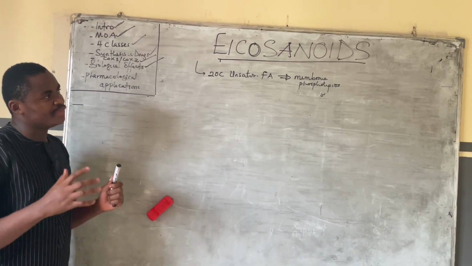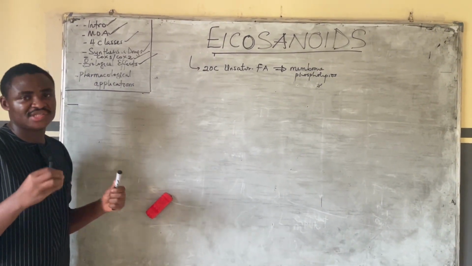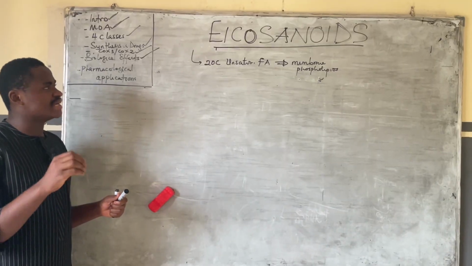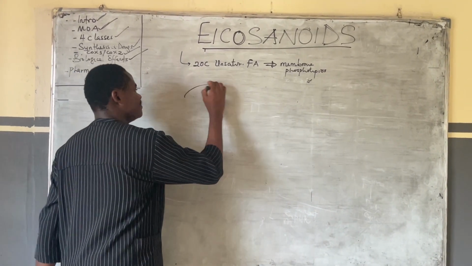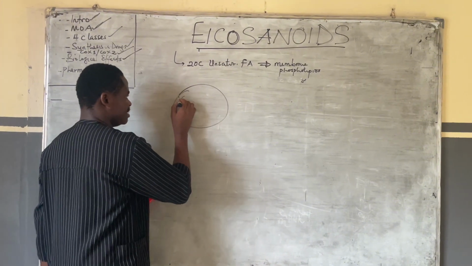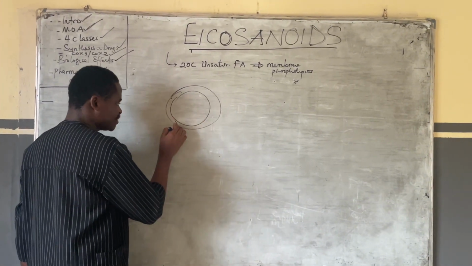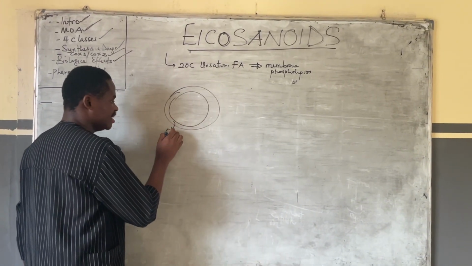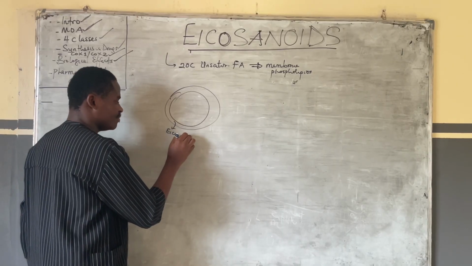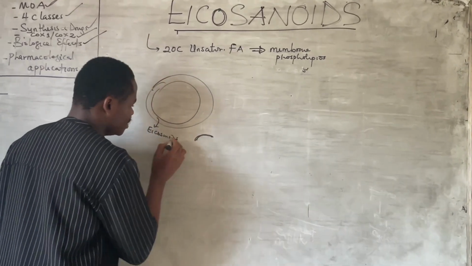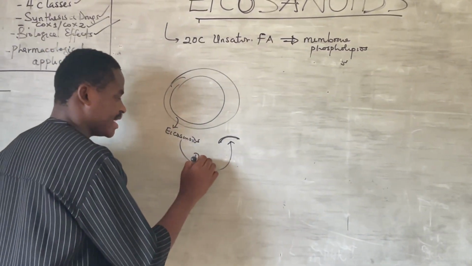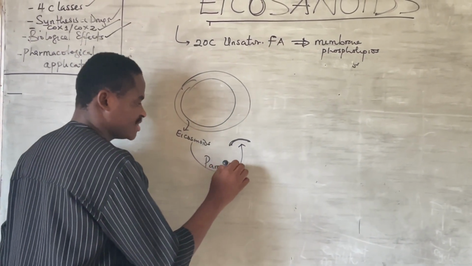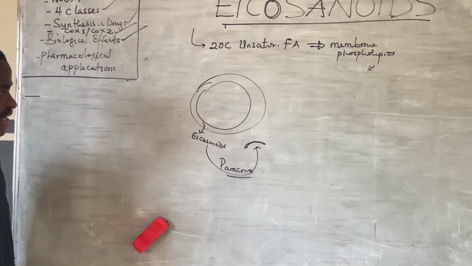Now, eicosanoids happen to be autocoids in nature, in the sense that they act around the cells which were producing them. That means if this is the membrane, and they are produced from this membrane, we have the different eicosanoids. Now, the receptors on which they act will likely be close to them. So we say also they act in a paracrine fashion. This is quite important to add for your knowledge.